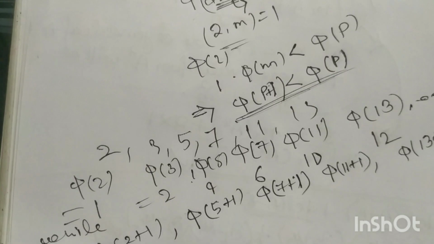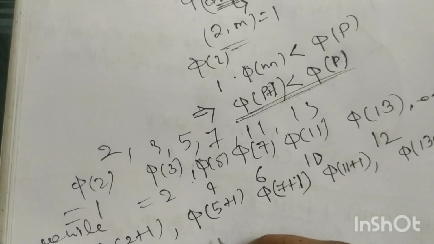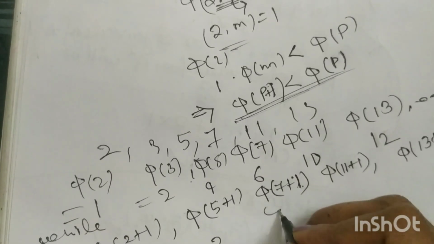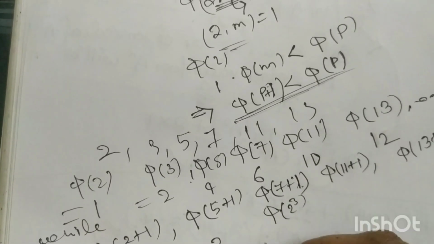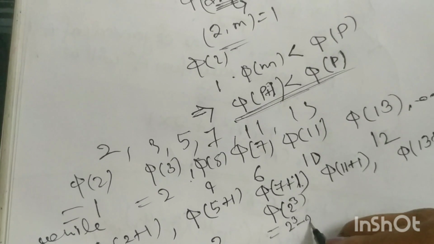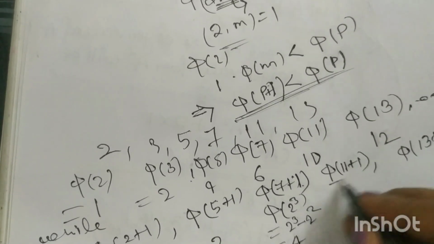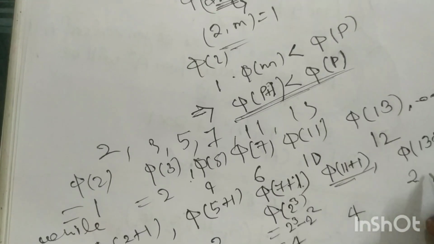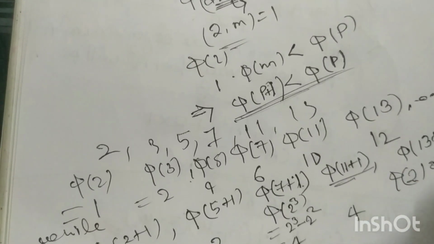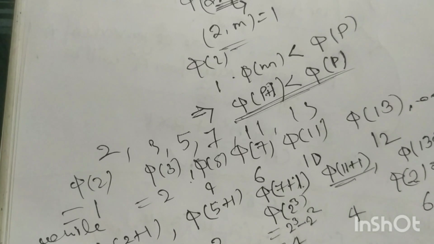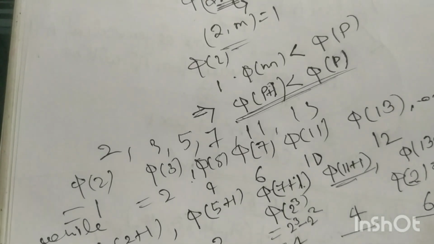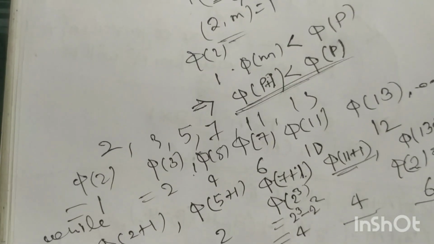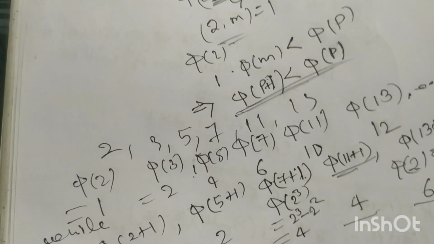So see here what you will get: phi of 6 is 2, and phi of 8 is 2 to the power 3 minus 2 to the power 2, which is equal to 4. And here phi of 12 will be 4, and phi of 540 will be phi of 2 into phi of 7, which will be 6. So as you can see, and so on, phi of n is not always strictly greater than phi of n plus 1.